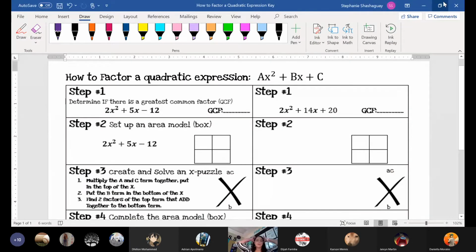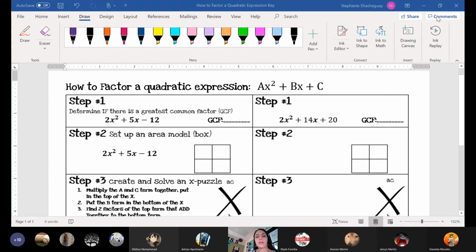All right, so today we're going to learn how to factor a quadratic expression. And I've broken this down into steps. Okay, so there's 5 steps to factoring a quadratic expression.